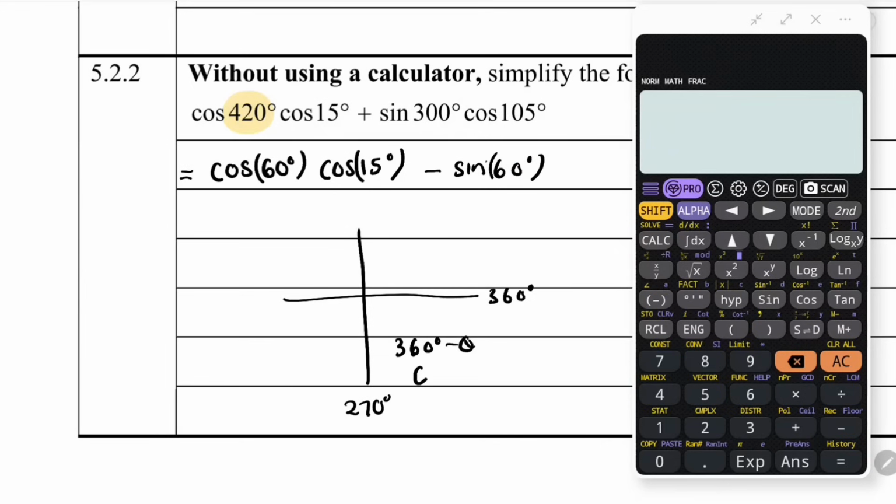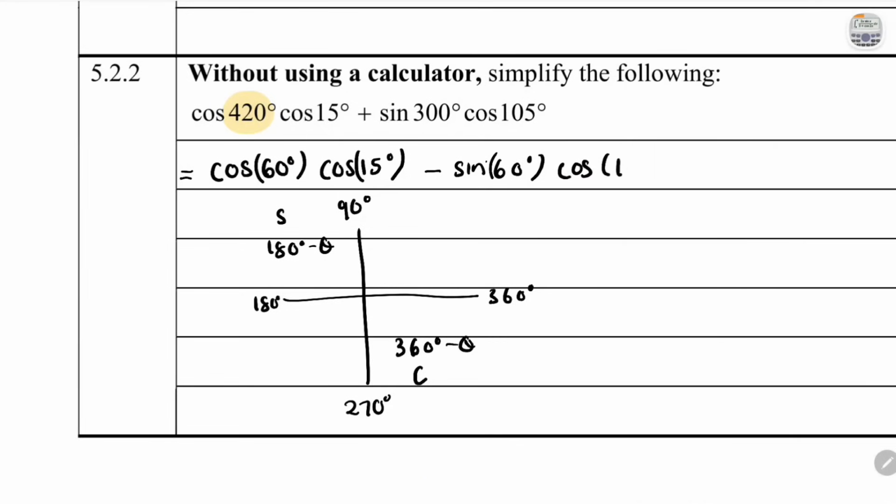Okay, and then we have 105. 105 degrees can also be reduced. It is greater than 90 degrees, but less than 180 degrees. So it's in sine's quadrant. Cos is negative in sine's quadrant. So when reducing this, we'll say this is cos 180 degrees minus what gives us 105. That's minus 75 degrees. And so if you reduce this, this is equal to negative cos 75 degrees.